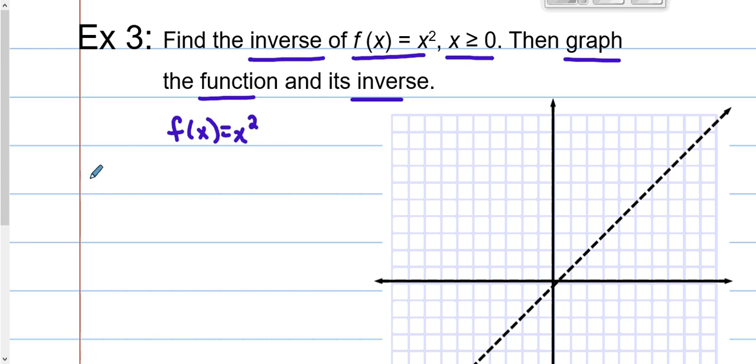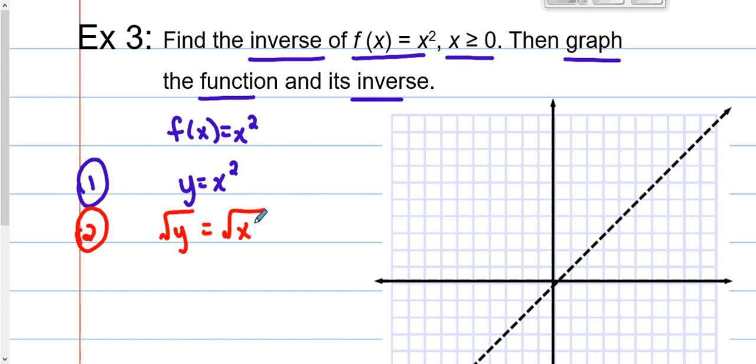Step 1, we are going to change f of x to y. So y equals x squared. Step 2, we are going to solve for x. So we have to take the square root of both sides of my function because I am solving for x. So to get rid of that square, I have to take the square root.